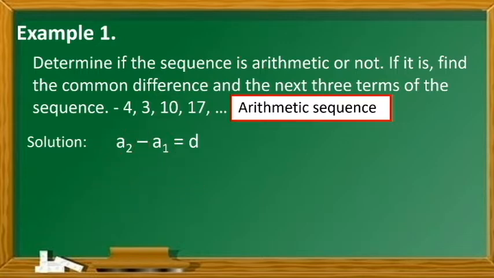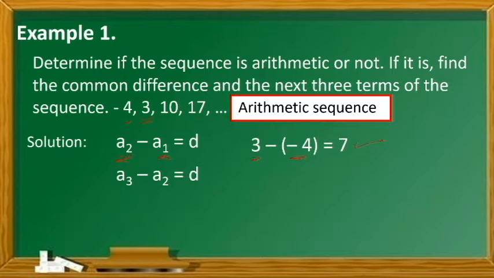So let's substitute. For a sub 2, the value is 3, minus the first term, a sub 1, which is negative 4. So 3 minus negative 4 is equal to 7. Okay, so we have 7 as the difference between the second term and the first term. Let's go to the next.